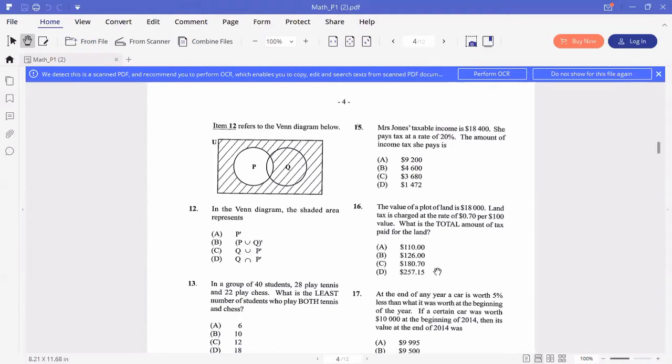Now, when you look at the Venn diagram, realize that everything is shaded except elements within P. So therefore, if everything is shaded except elements within P, then what is shaded is everything that is outside of P, and everything outside of P is denoted by P complement. So therefore, my answer would be A.